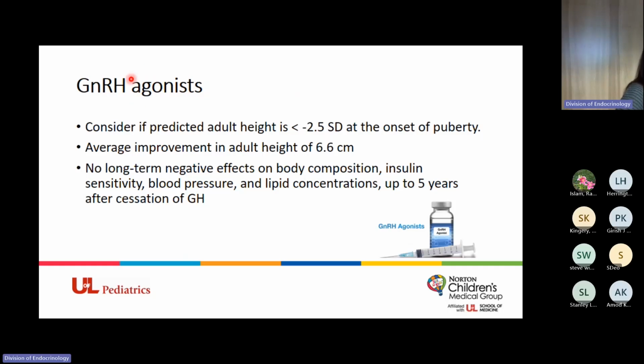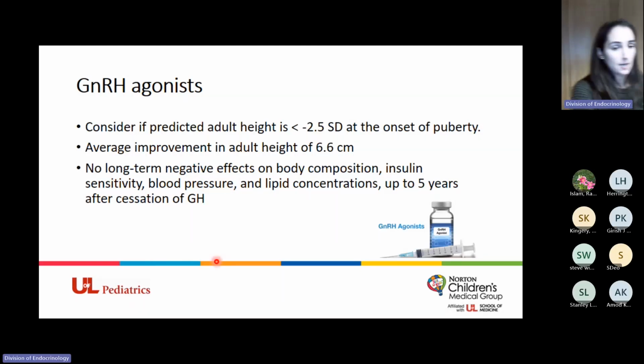So I would say that we don't want to do this any later than like age 8 to 9, probably for both boys and girls. And in those that are treated with both growth hormone and GnRH agonists for 2 years, typically they have an improvement on average of about 6.6 centimeters. So that's about 2.5 to 3 inches.